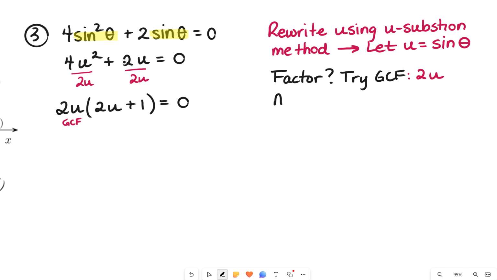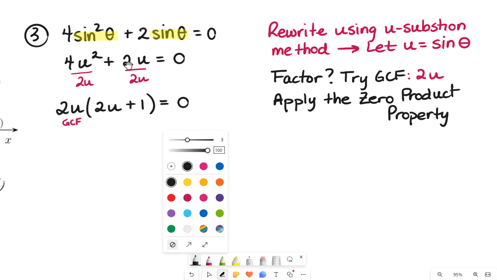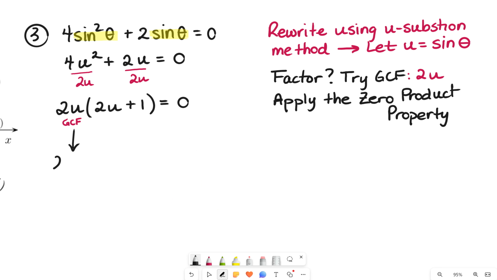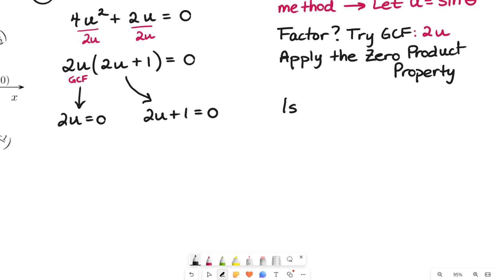Once you have factored, I want you to apply the zero product property. So what you're going to do is take the products of your factors and set them equal to 0. So visually, what does that look like? This 2u needs to be set equal to 0, and 2u plus 1 needs to be set equal to 0. And we are going to isolate your u. Solve for u.